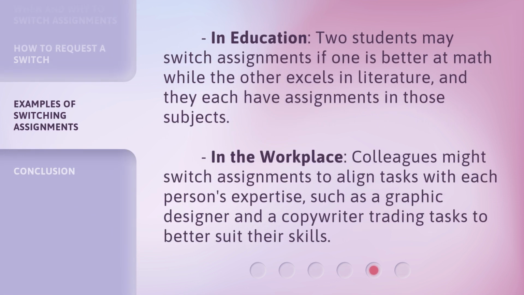In education, two students may switch assignments if one is better at math while the other excels in literature, and they each have assignments in those subjects. In the workplace, colleagues might switch assignments to align tasks with each person's expertise, such as a graphic designer and a copywriter trading tasks to better suit their skills.